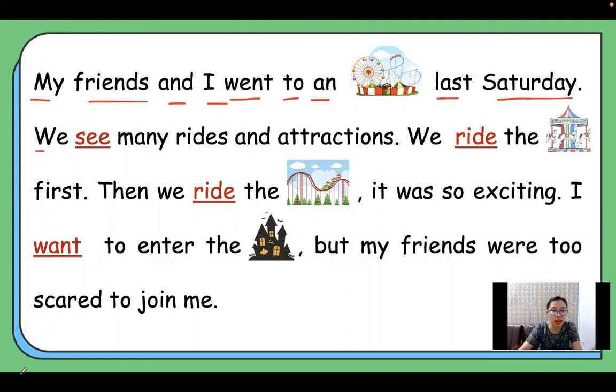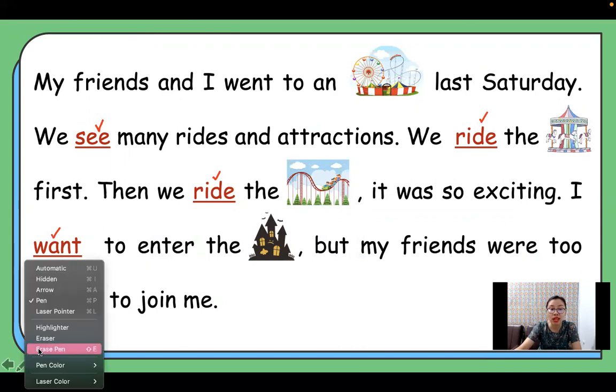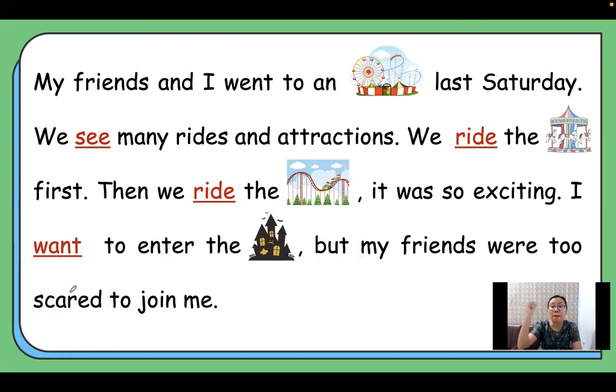Now, as you can see, there are words that are in red and underlined. These words are in their base form. So I need you to transform them into past simple tense. Let's see. Second sentence, we see. What is the past form of the word see?